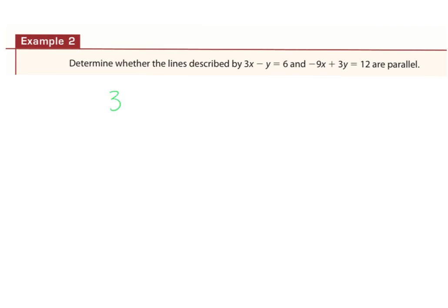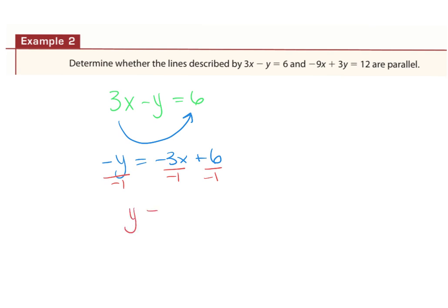We're going to say 3x minus y equals 6. We are going to put this in slope-intercept. So we're going to move this over. Negative y equals negative 3x plus 6. And then my last step is to divide everything by negative 1. What's in front of my y? So this slope-intercept looks like this. y equals 3x minus 6. Let's look at the other one.